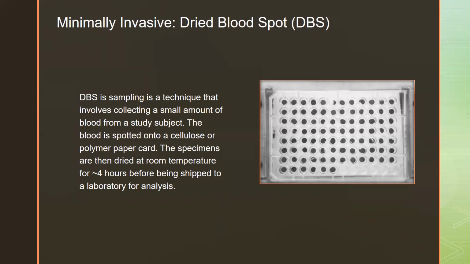So I don't know if anyone's ever seen a baby get tested for jaundice. So typically the way that they'll test that is through a dried blood spot where they collect it and put it on a piece of paper. And the specimens are then dried at room temperature for 4 hours before being shipped to a laboratory for analysis. And the ideal situation, if you're reading the literature, you would put it underneath the hood and let it dry for 24 hours. But typically, approximately 4 hours is considered acceptable for letting them dry before being shipped off.